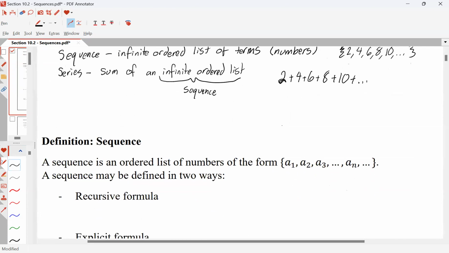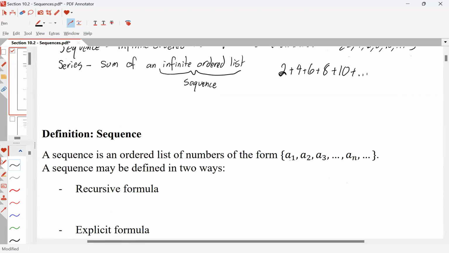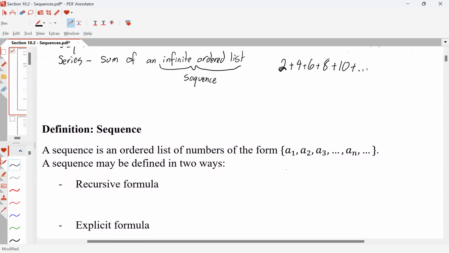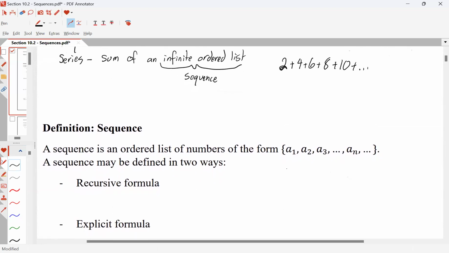And we can define a sequence in 2 ways. The first is known as a recursive formula. And what a recursive formula does is it takes the previous term in the sequence, a sub n minus 1, and it applies some rule. And we often write rules as functions. So it says, I have my previous term in the sequence. I apply some rule to it, and that gives me my next term in the sequence.